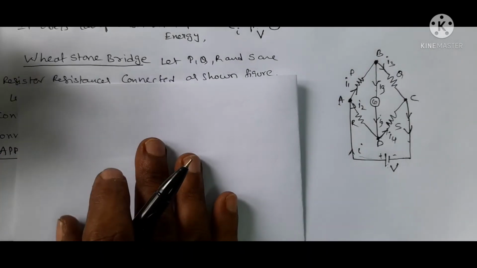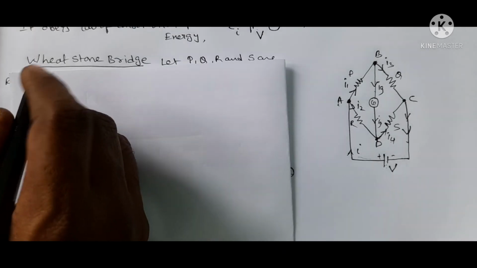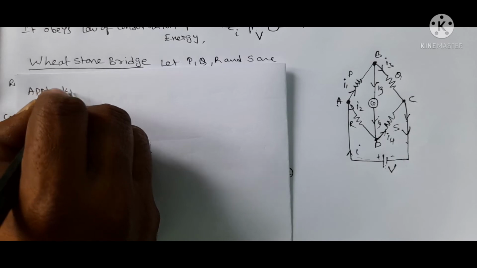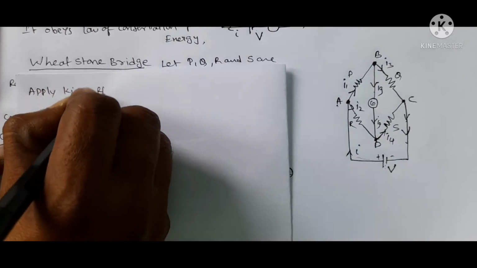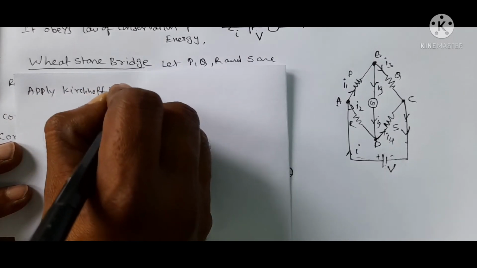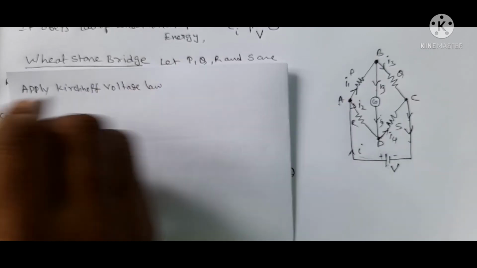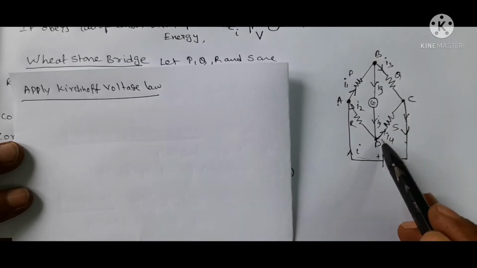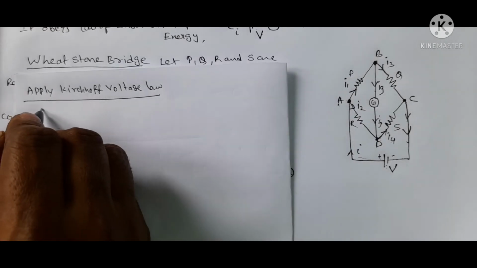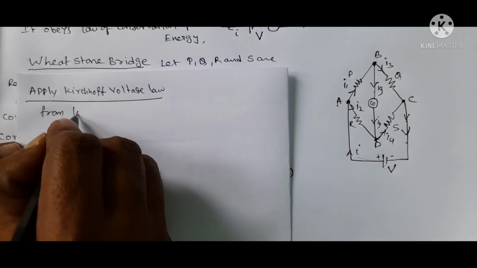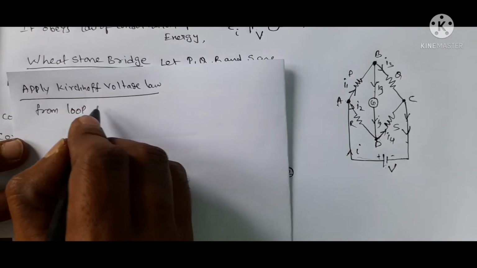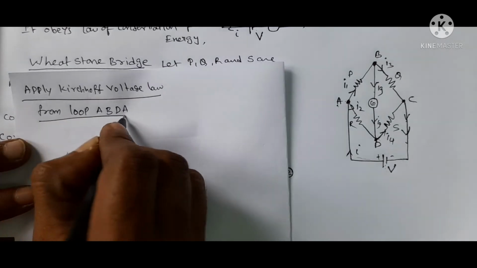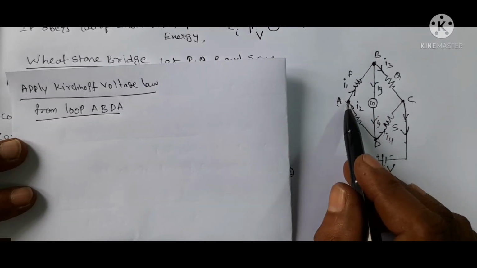Now you can apply the Kirchhoff voltage law. For this you need the loops. Here, for my convenience, I am considering the loop A, B, D, A as one loop.